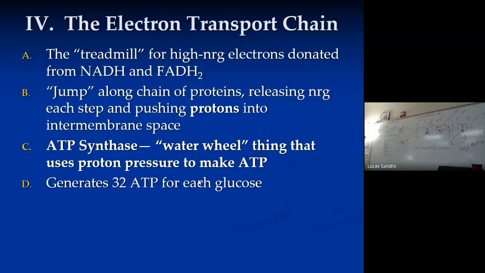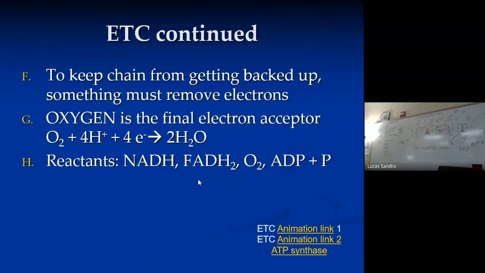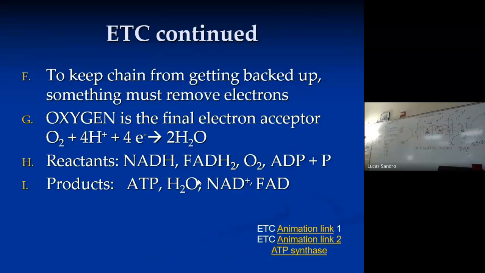Then you learned that if something wasn't here to pull these electrons off the end of the chain, the electrons would back up and shut the chain down, which would be bad. You would lose that 32 ATP. So to keep electron transport going, you bring in oxygen. Your circulatory and respiratory systems work together to deliver oxygen to every cell in your body, and that's forming water, what keeps your electron transport chain going. It's your final electron acceptor for the electron transport chain. Got all that?